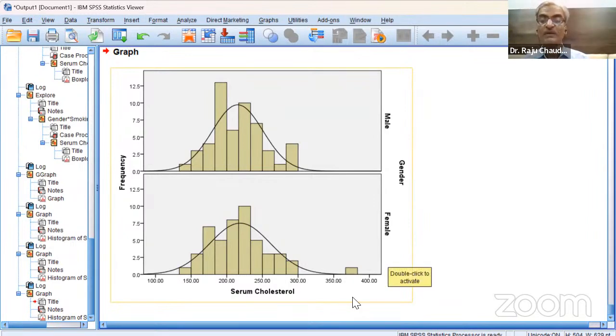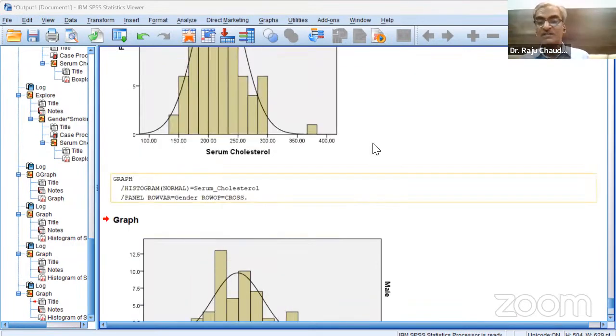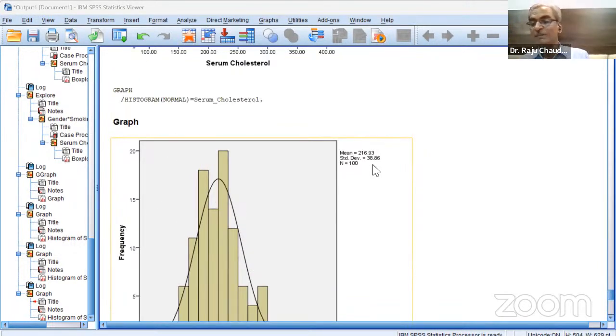Sir, can you please interpret standard deviation in this example? Okay. So actually, what is standard deviation? Standard deviation is nothing but the variation present in the data, right? Variation present in the data.